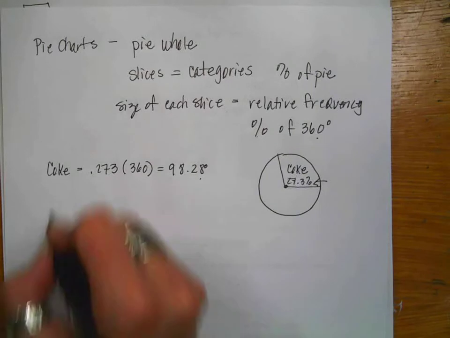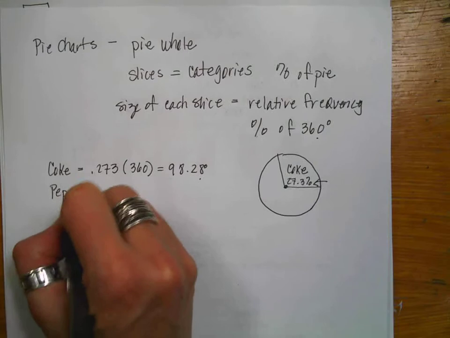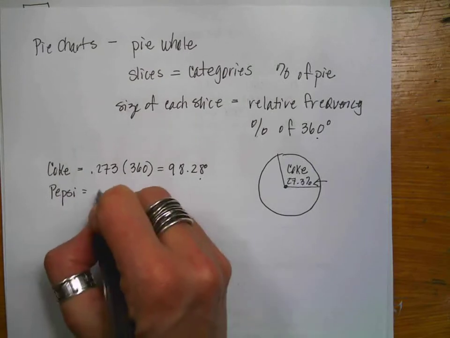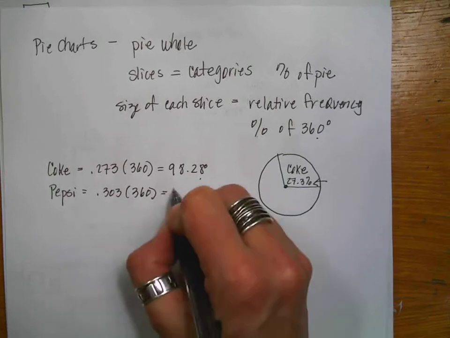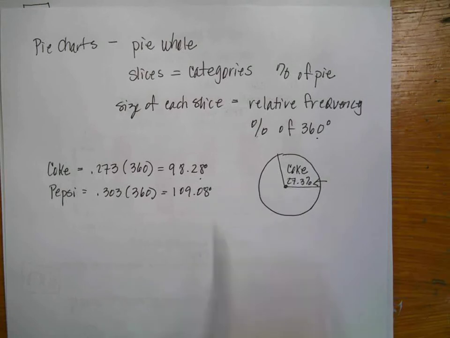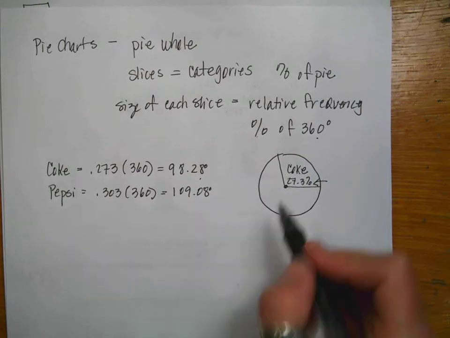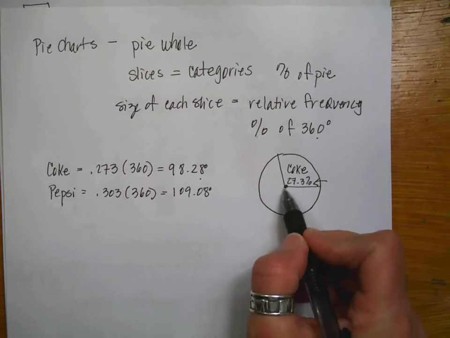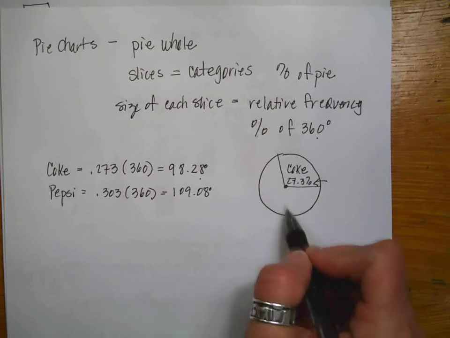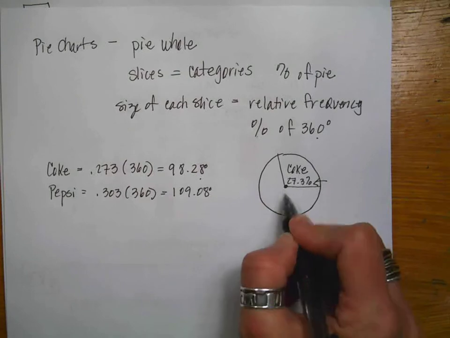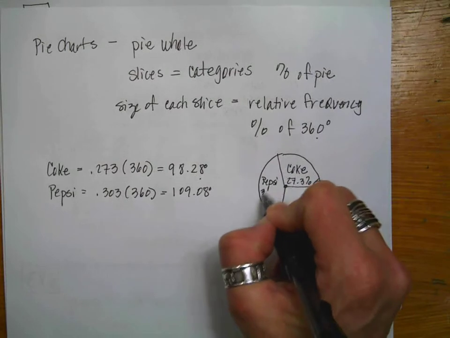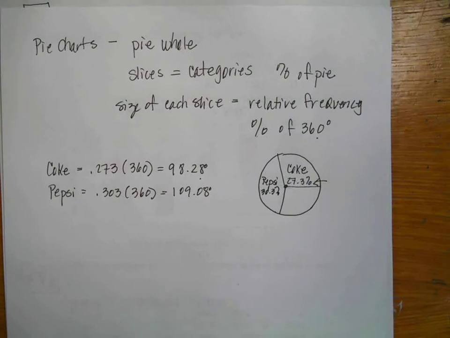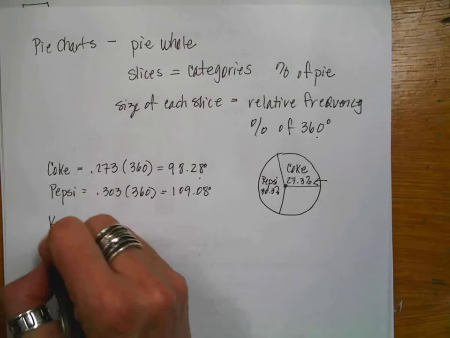Sometimes this information is included on a pie chart and sometimes it's not. So let me just do one of our other examples, and then I'll actually show you the pie chart. For Pepsi, it was 30.3%, so 0.303 multiplied by 360 would be 109.08 degrees. So then I would use my protractor, and I would put it here, and then I would measure 109, so then I would be able to draw my Pepsi slice, okay? And so maybe it would be right here. And so there's Pepsi, and it would be the 30.3%. And so that would be the process of creating a pie chart.